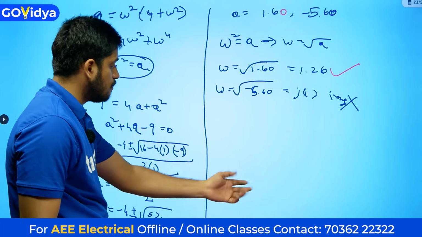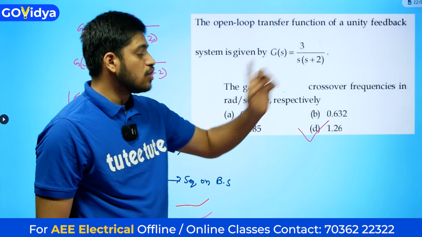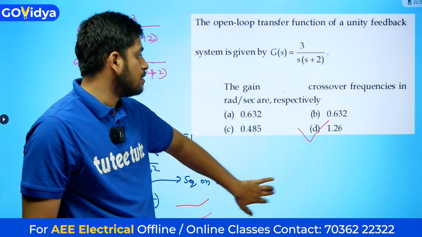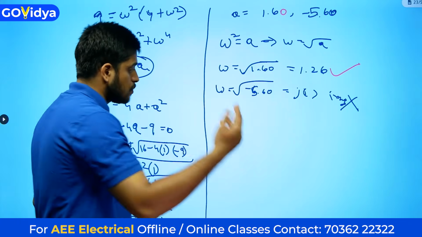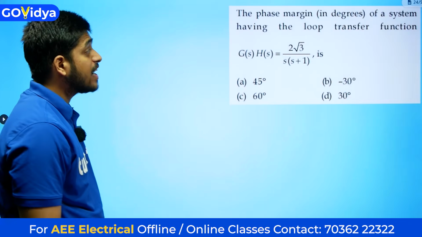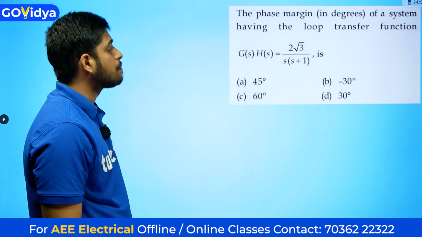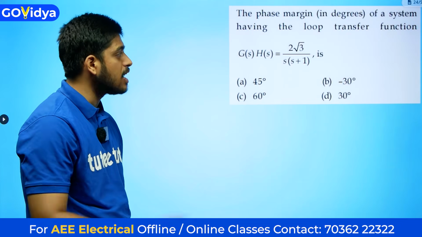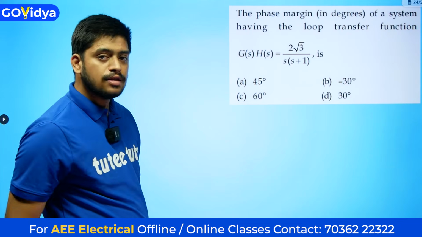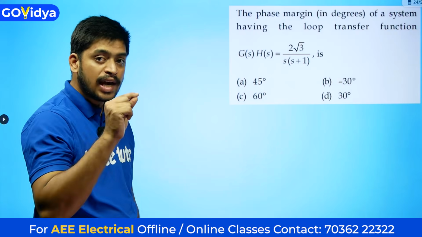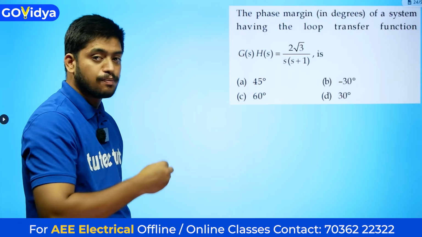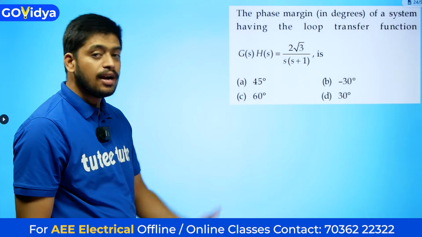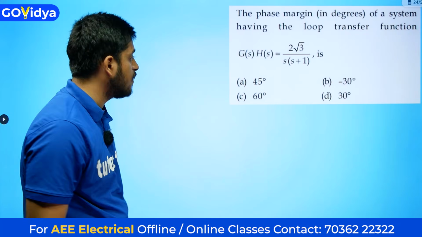In this way we are finding the gain crossover frequency for the given system. Understood, students? Next question. The phase margin of a system having a given loop transfer function. We need the phase margin. To find the phase margin, we also need the gain margin. Why? I will tell you. Let us follow the steps properly. We'll find the gain margin and then go through the phase margin next.